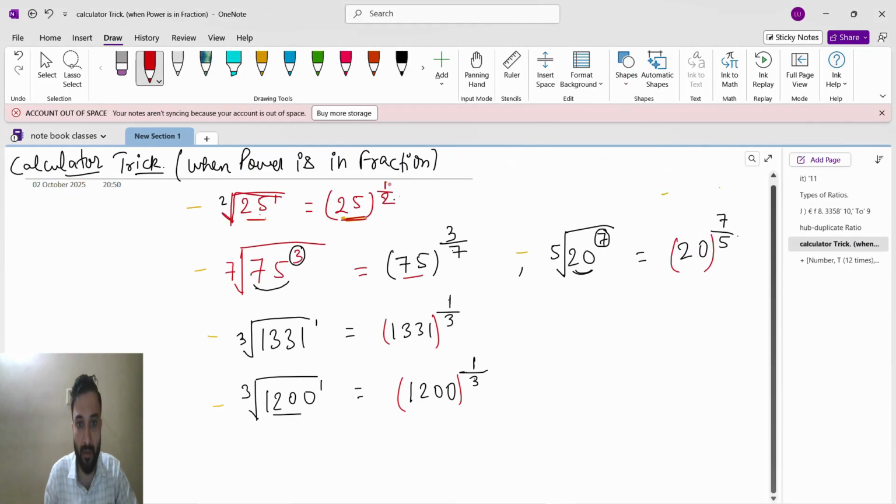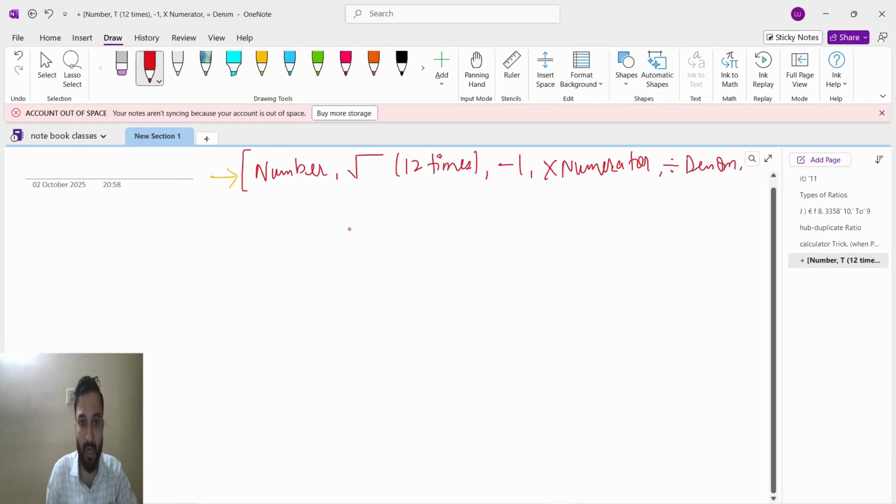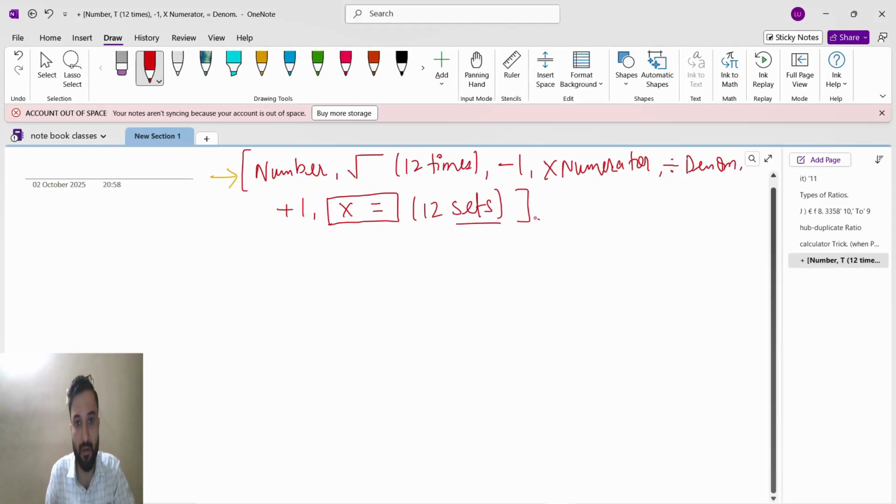So see here, this is the numerator: multiply with the numerator value, divide by the denominator value, like that. Then after that, plus 1. Okay, after that, a very important thing, guys: you have to press the multiply button, then the equal button. That is one set. Multiply button, equal button, one set. So you have to press 12 sets. This is the trick we have to do for finding the answer.